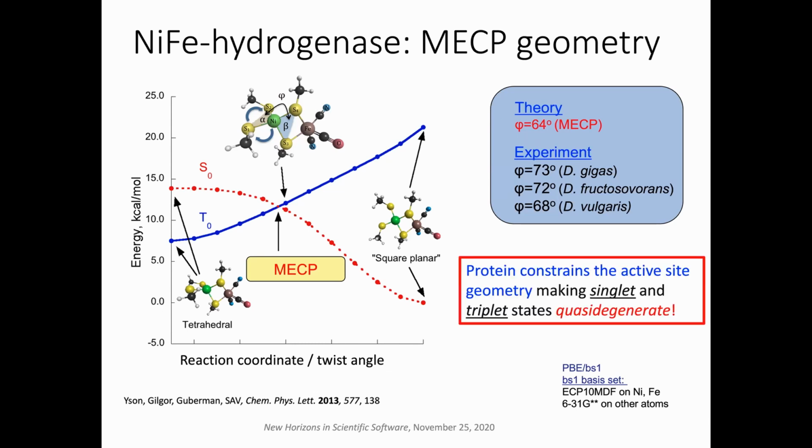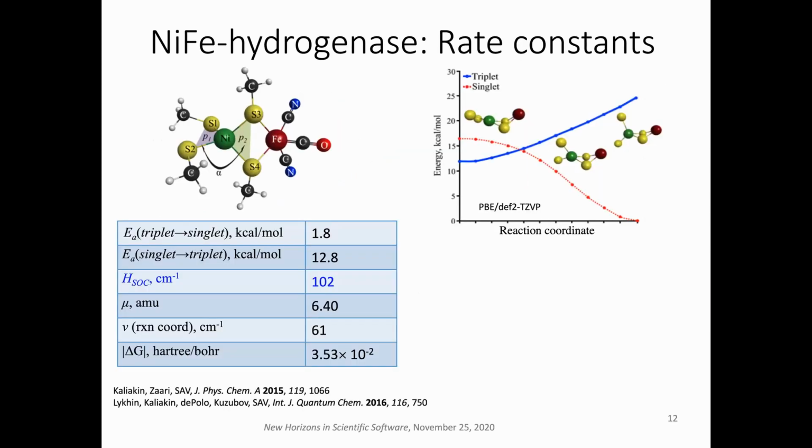What it means is that in real hydrogenase, the protein effectively twists the active site into a position where the singlet and triplet states become quasi-degenerate, either degenerate or very close to degeneracy. That tells us that these two states might both participate in reactions like hydrogen oxidation or reduction, and it might also tell us why this type of active site doesn't work outside the hydrogenase. That's because there is no protein, so there is no constraint there.